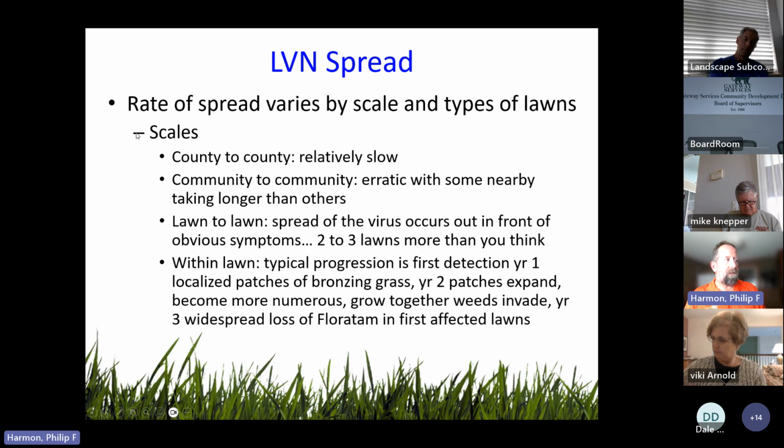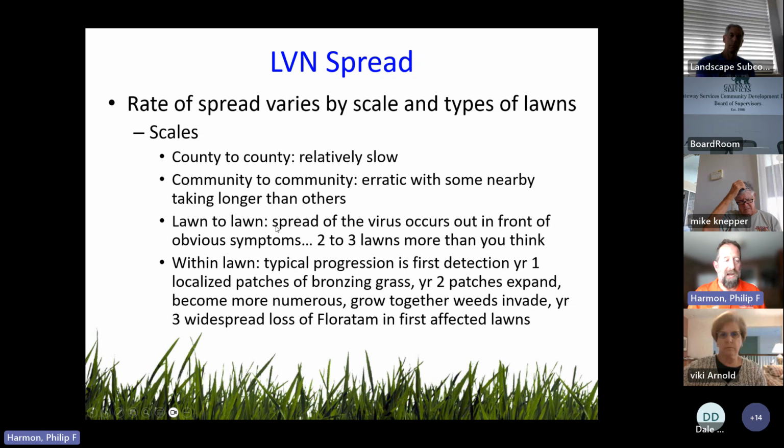So as far as the spread of the virus, the rate of spread, as I mentioned, varies by scale, whether we're talking community to community, lawn to lawn, or county to county. County to county has been relatively slow. As I described, it just recently, after 10 years, reached Fort Myers and your county. It's erratic. Not all communities side by side have become infected in succession. And from lawn to lawn, the spread is much more consistent.